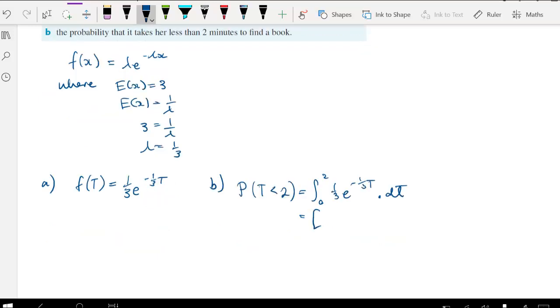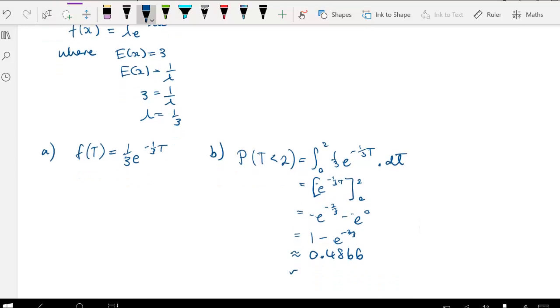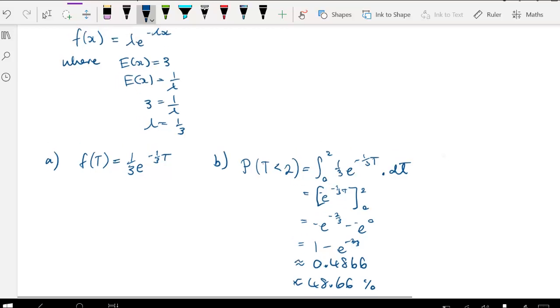And so that means we're looking at negative e to the negative 1/3 t between 2 and 0, and that is negative e to the negative 2/3, subtract negative e to the power of 0, and so that means we have 1 subtract e to the negative 2/3, which gives us a probability which is approximately 0.4866, or approximately 48.66% chance.